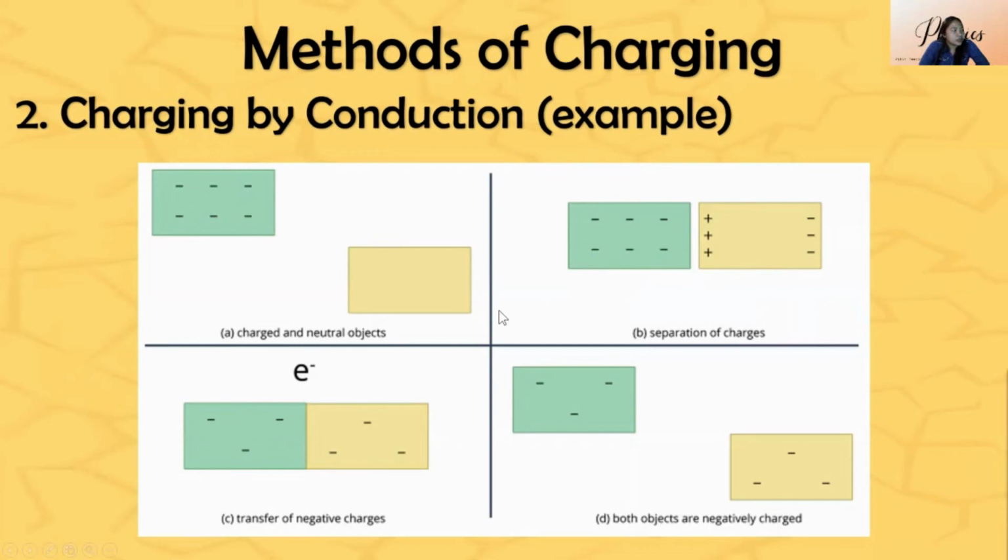Okay, so the difference is that in conduction one object is electrically charged and the other is neutral, while in charging by friction, both can be neutral. The two objects interacting with each other are both neutral initially.